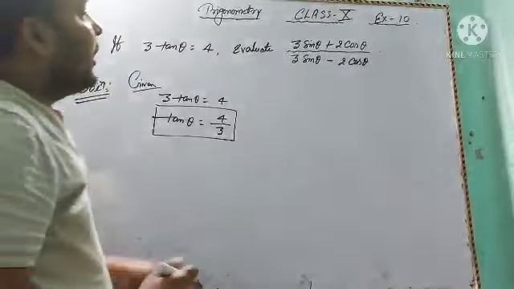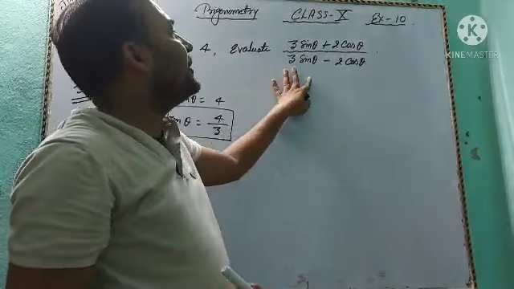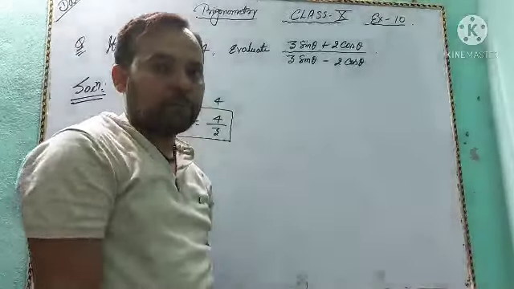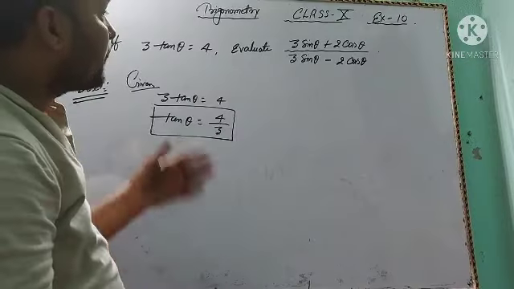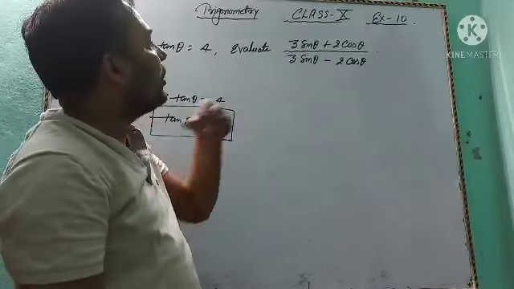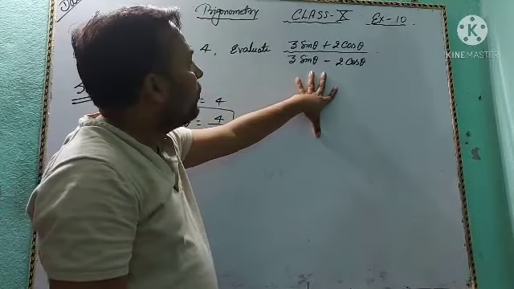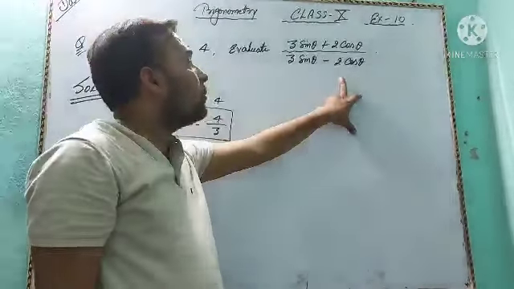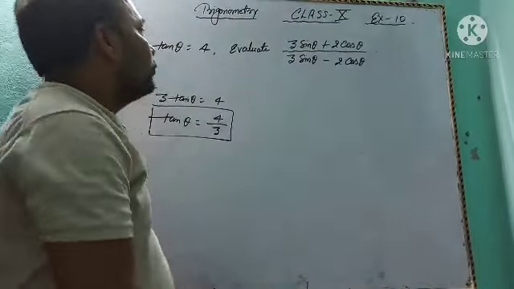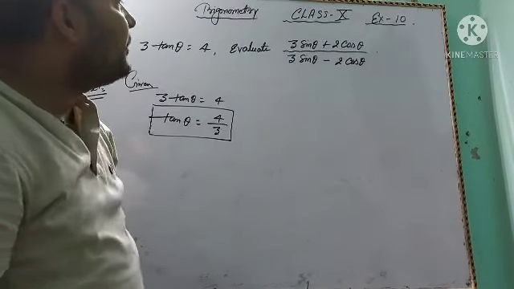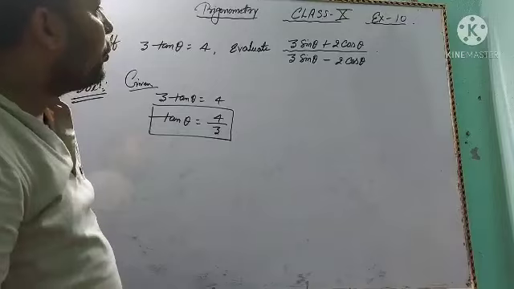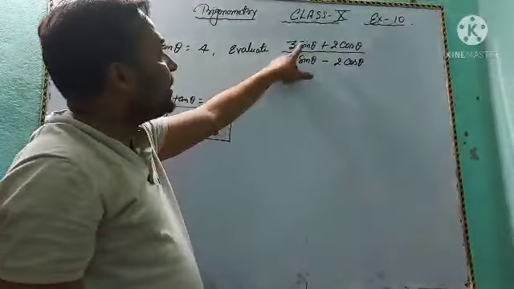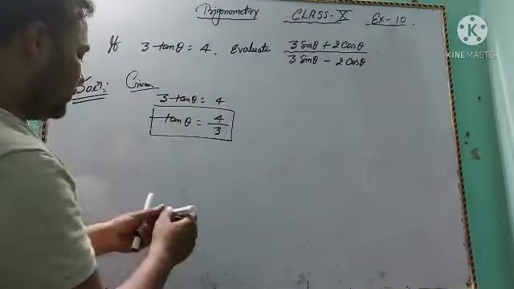We have to evaluate (3 sin theta plus 2 cos theta) divided by (3 sin theta minus 2 cos theta). First of all, we convert this term into the form of tan theta. So we divide numerator and denominator by cos theta, because sin theta by cos theta is equal to tan theta.